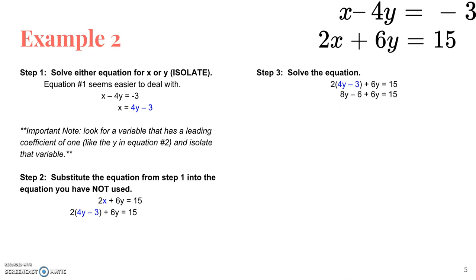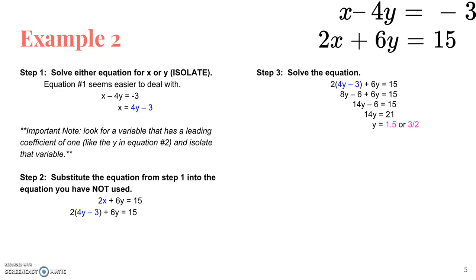So I will have 8y minus 6 plus 6y equals 15. I will then add like terms to get 14y minus 6 equals 15. I will add 6 to both sides to get 14y equals 21. And finally, I will divide by 14 to give me a final answer of y equals 1.5 or 3/2.